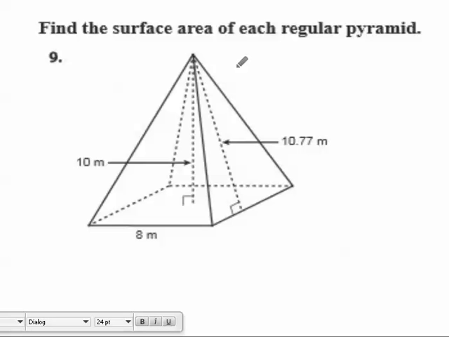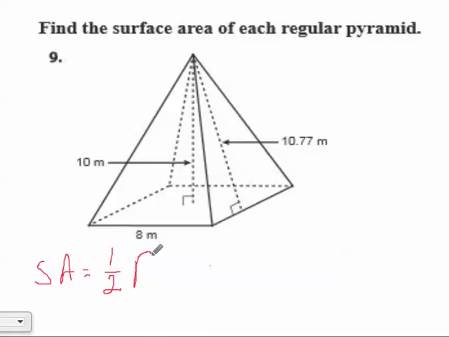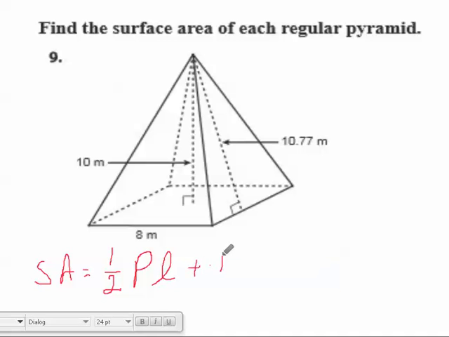If we're finding the surface area of a regular pyramid, so let's remember what our formula is for surface area of a regular pyramid. It's going to be 1/2 the perimeter of the base times the slant height plus the area of one base. So let's look at what we've got here. We've got an 8mm side. 4 times around, 8 times 4 is 32. Half of that is 16.